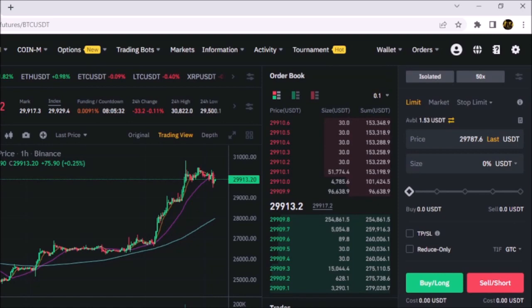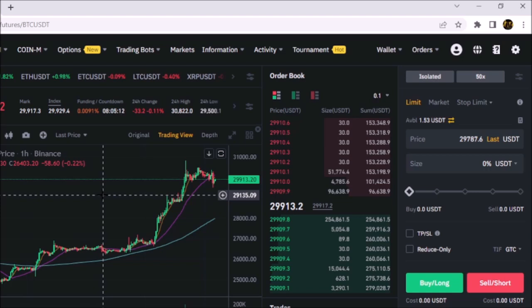So if you had $100, that means you'll have $200 on your account now. And that amount, you can even make within just a little time, maybe an hour, even less than that.